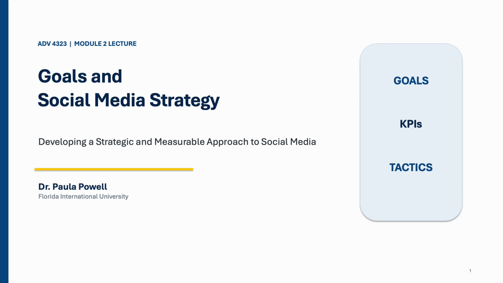Welcome to Module 2. In this lecture, we're going to focus on goals and social media strategy. We'll look at what it really means to be strategic when planning social media and digital communication, and how goals, strategy, objectives, key performance indicators or KPIs, tactics, and channels all work together. We'll also briefly discuss where AI fits into this whole process.